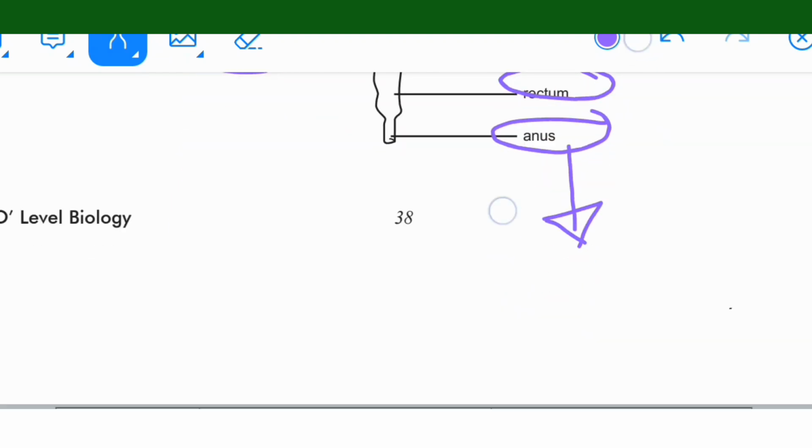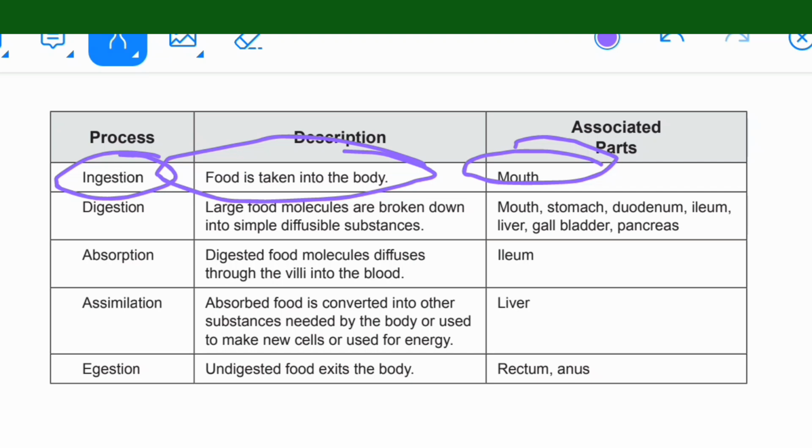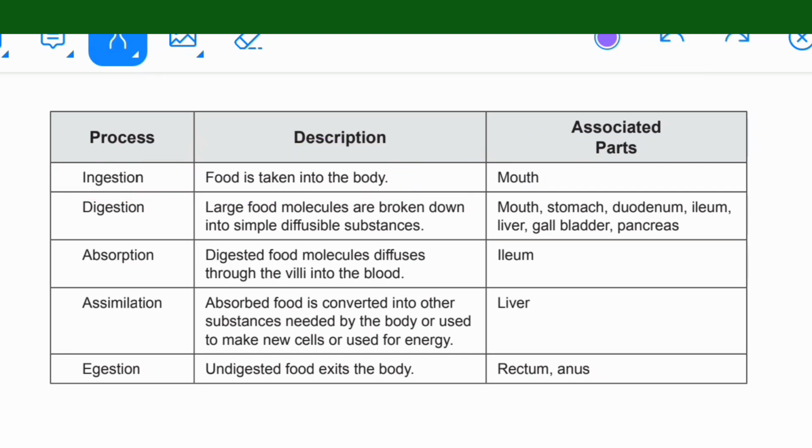Now, talking about the five processes involved in human nutrition. First one is ingestion. Ingestion is the food taken into the body. So the taking in of food through the mouth is called ingestion. So it takes place in the mouth. Then the next one is called digestion. Digestion is the breaking down of the large food particles, the insoluble food particles, into simple diffusible substances.